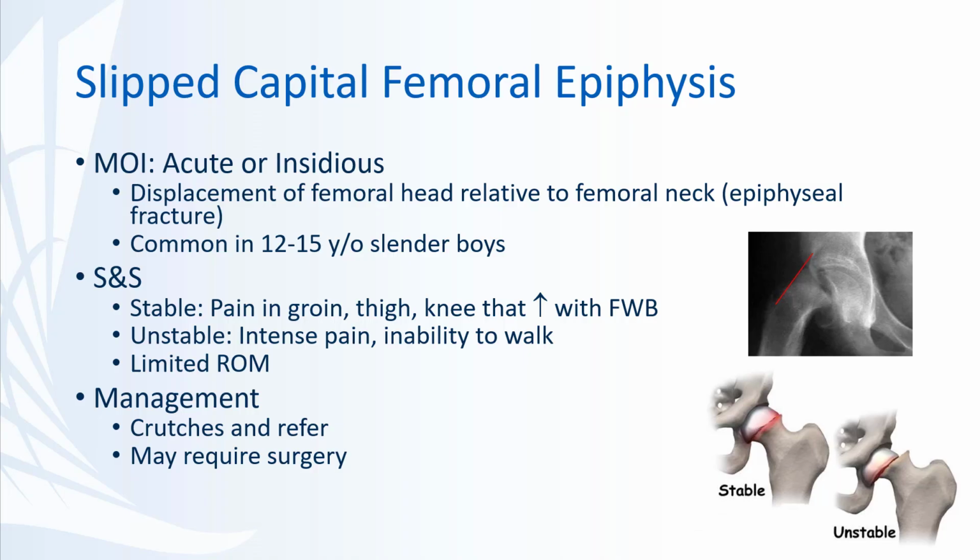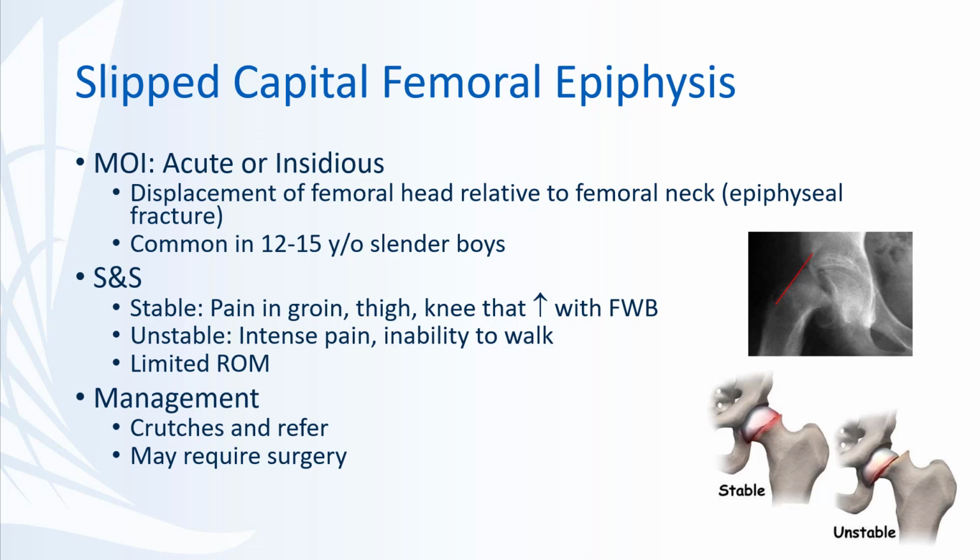A slipped capital femoral epiphysis. A slipped capital femoral epiphysis is an unusual disorder of the adolescent hip, although it is not particularly rare. For reasons that are not well understood, the ball at the upper end of the femur, or the thigh bone, slips off in a backward direction. This is due to weakness of the growth plate.